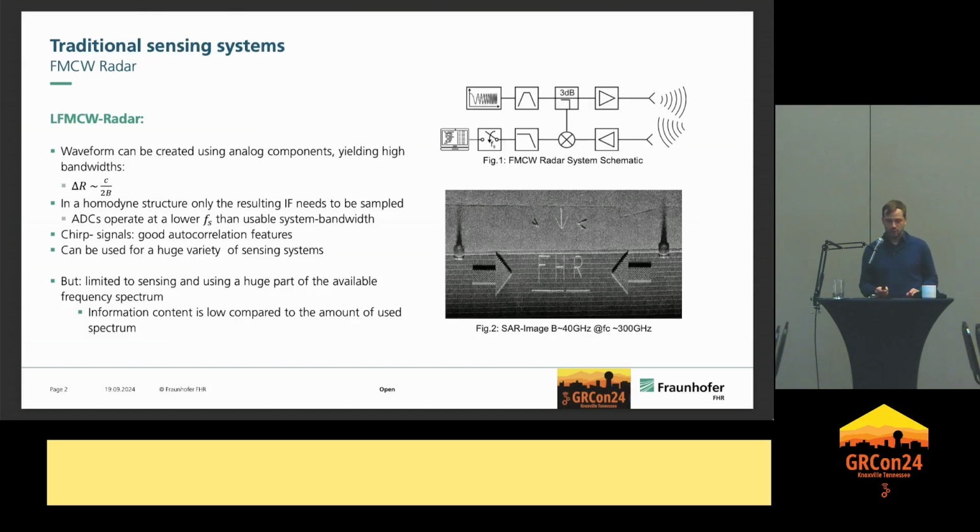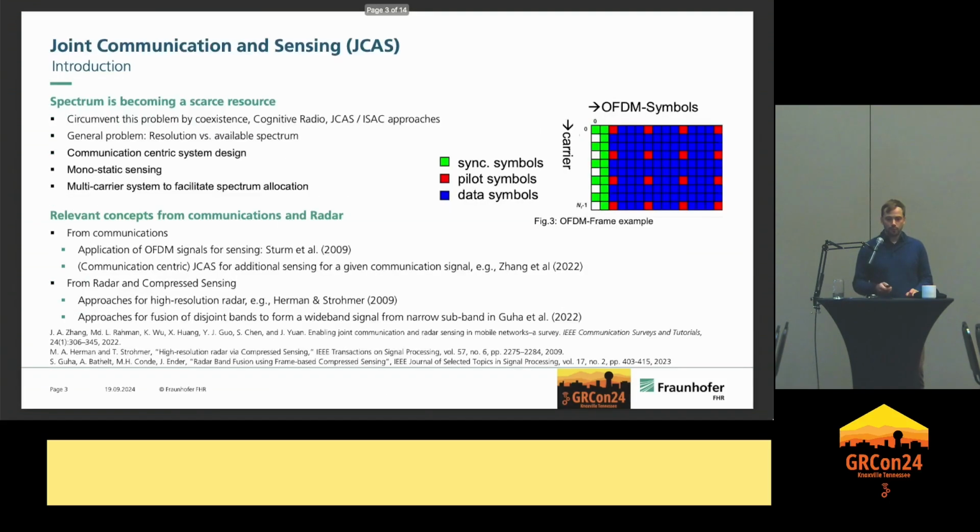And you can do some nice stuff with this, like for instance SAR imaging, like in the lower picture, and there's a sample image. But you don't always want to deploy these kinds of radar systems, or sometimes you don't have the resources, especially as frequency is becoming a scarce resource. So there's the thing called joint communication and sensing, which is not new, but it's kind of new to us.